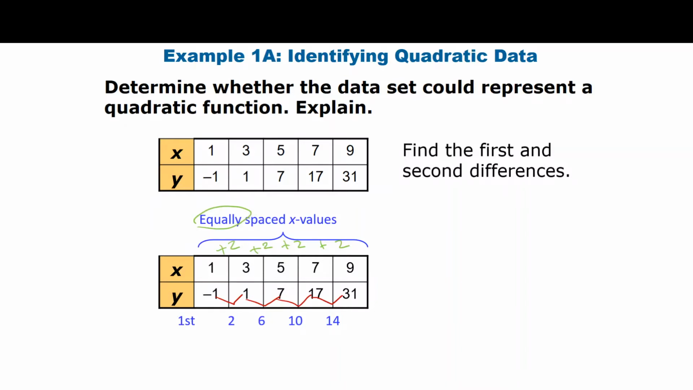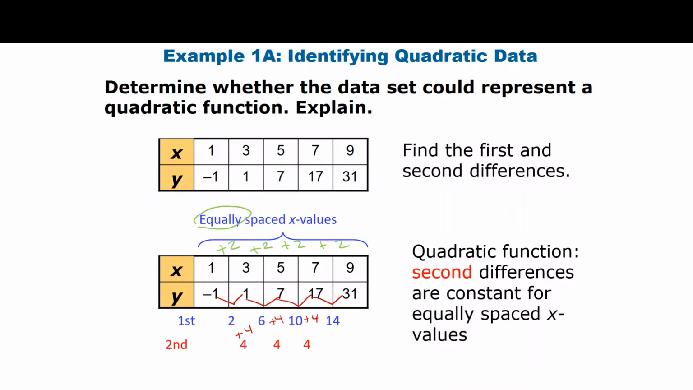What do we do to get from 2 to 6? We add 4. What do we do to get from 6 to 10? We add 4. And 10 to 14, add 4. So there it is: our second layer of differences is constant. That tells us that this is a quadratic function, because the second differences are constant for equally spaced x's. So yes, we do have a quadratic function.